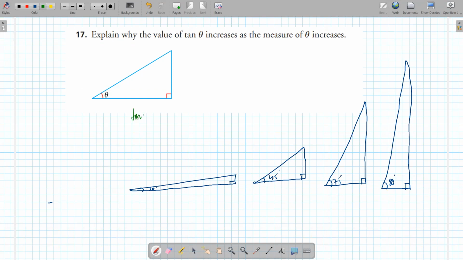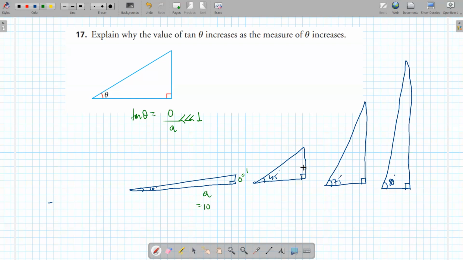Tan theta is opposite over adjacent, right? If you look at this one, which side is bigger? Is opposite bigger or is adjacent bigger? Adjacent. So when you do O over A for this one, this ratio is going to be smaller than 1, right? Let me give you some numbers. Maybe O is 1, maybe A is 10. It's going to be very small. It's going to be way smaller than 1. Let me write it like this.